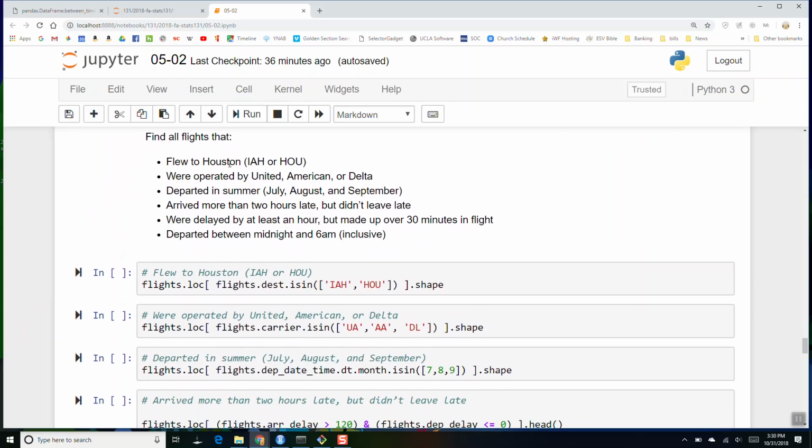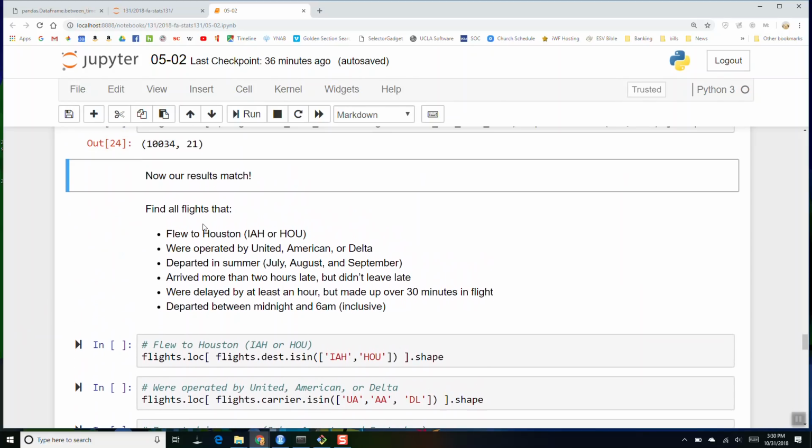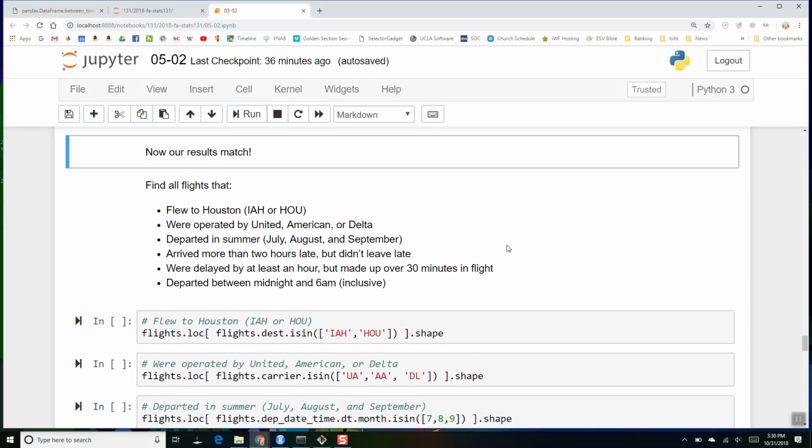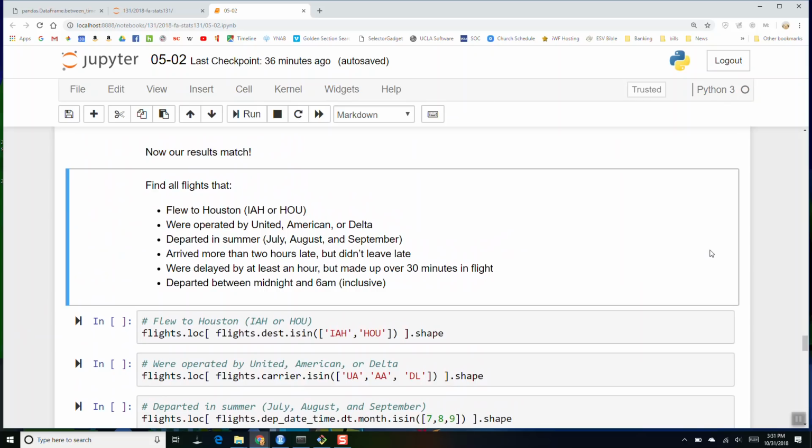Okay, so anyway, here are some exercises that come from Hadley Wickham's R book on things to practice when you're learning dplyr. And pretty much when you're learning pandas, you want to be able to do everything you can do in dplyr also in pandas.